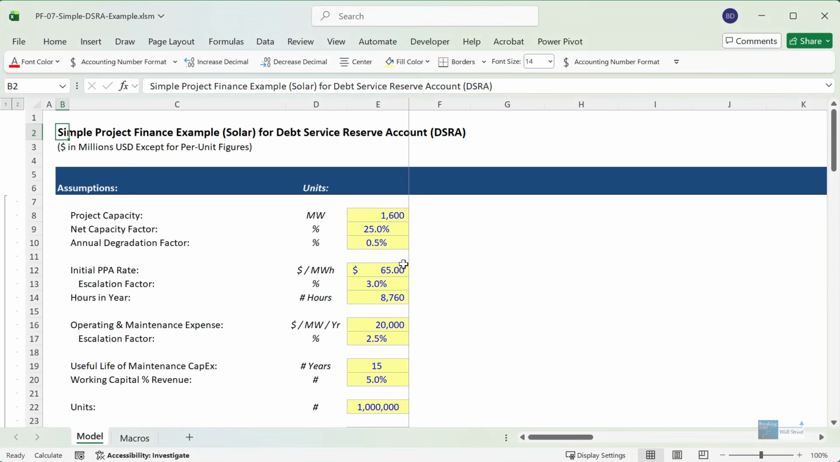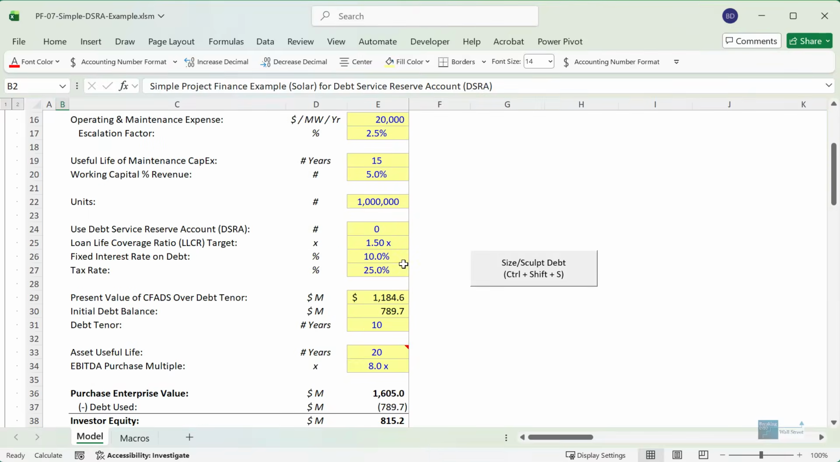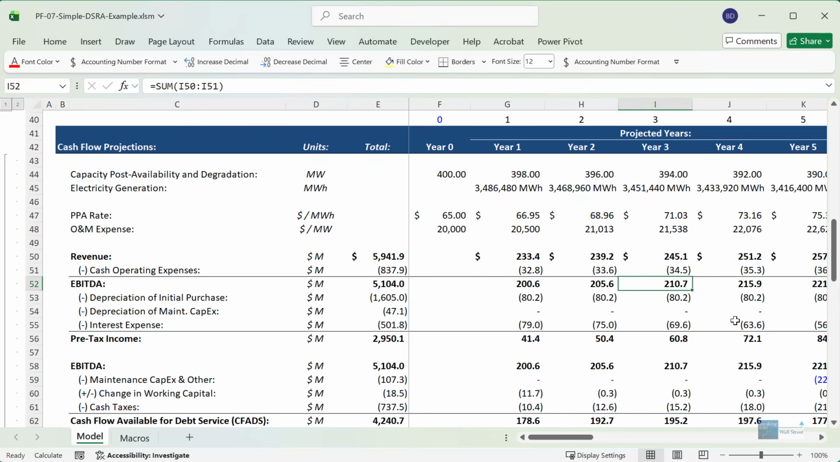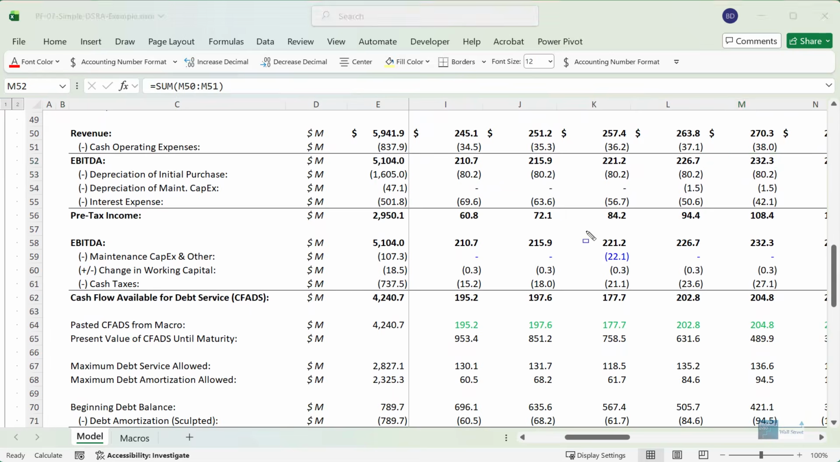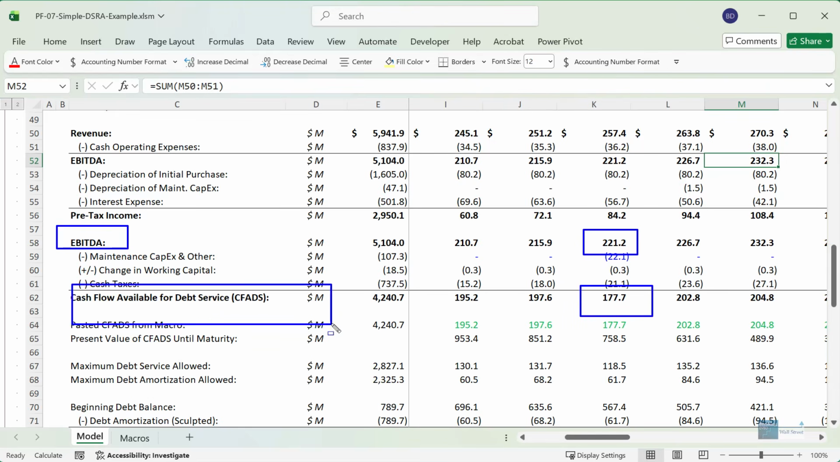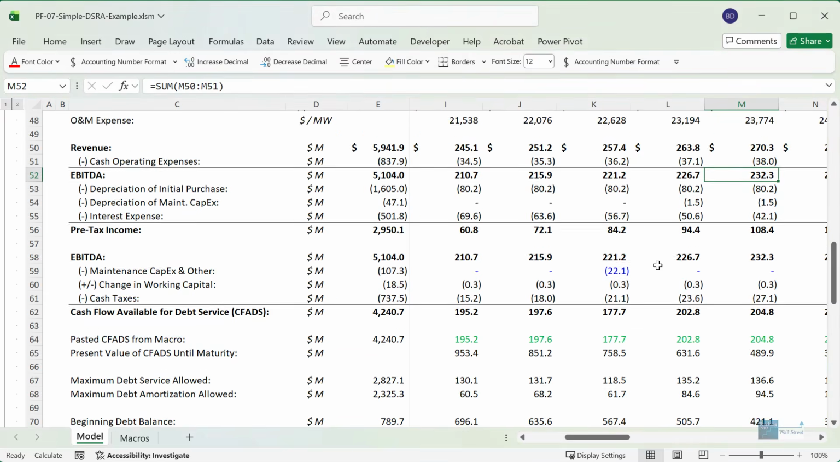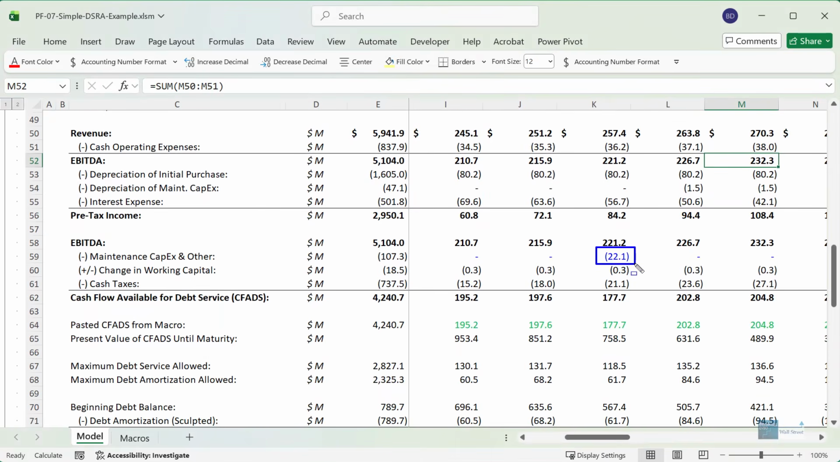I am bringing up a version of the simplified project finance file that we've used in a couple demonstrations so far. If you scroll down and you go over to year 5 and you look at the cash flow build here, where we go from EBITDA down to cash flow available for debt service, you can see that there is an entry here in year 5 for $22 million for the maintenance capex.